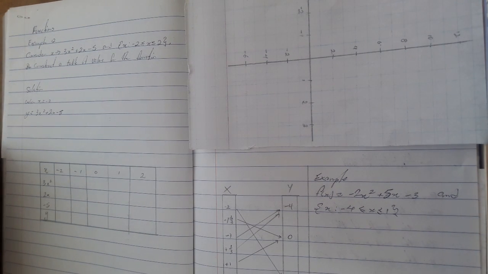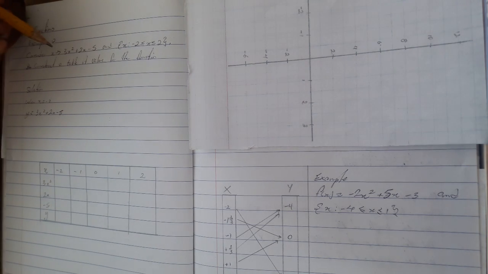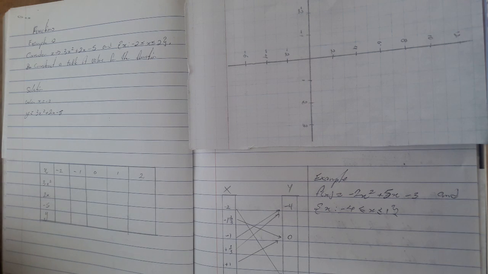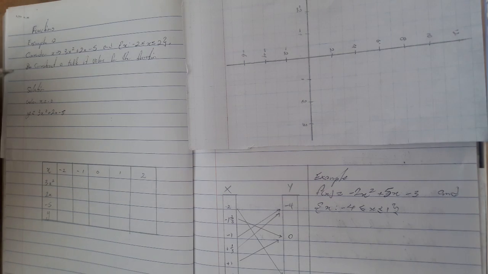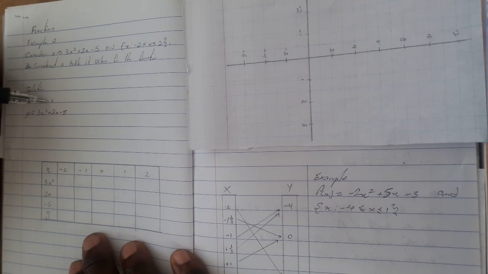You don't need a definition for function. All you need to know is to put this function f of x, 3x squared plus 2x minus 5, on the Cartesian plane. We can, as I showed you before, do it individually or we can use the table of values. I'm just going to do one individually when x is minus 2. So when x is minus 2, we replace x with minus 2.